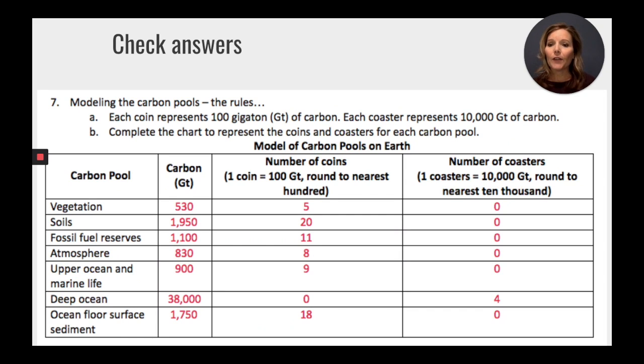So on your answers, here's where I have my scale made to match the amount of carbon in each of these carbon pools. Notice that when I got to the deep ocean, considering there was 38,000 gigatons of carbon there, I switched and used coasters, or 4 of them, to be representative of that amount. If you wanted to use coins and you had a lot in your home, you could do that. You would need the equivalent of 380 coins to represent that according to our scale. And you probably don't have that much available.